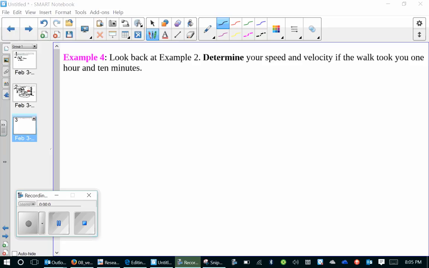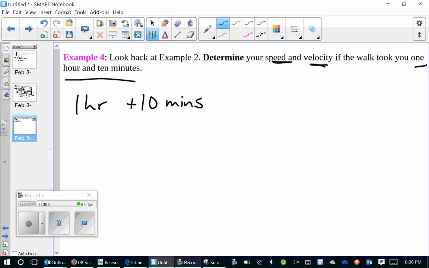So example number 4 says we need to look back at number 2 and determine speed and velocity if the time was 1 hour and 10 minutes. Okay, so let's turn 1 hour and 10 minutes into minutes. 1 hour plus 10 minutes. Actually, let's change it to seconds.